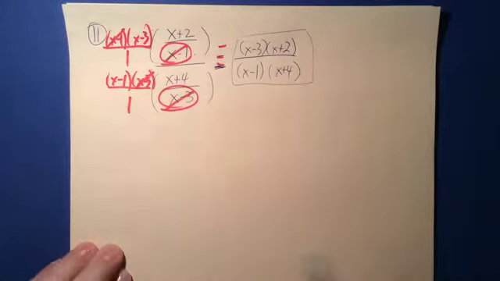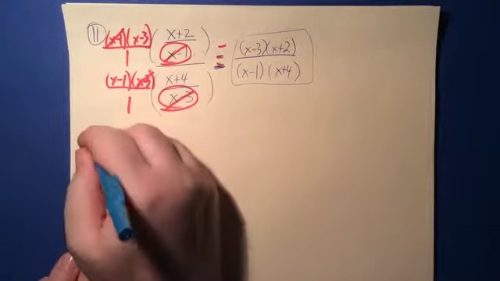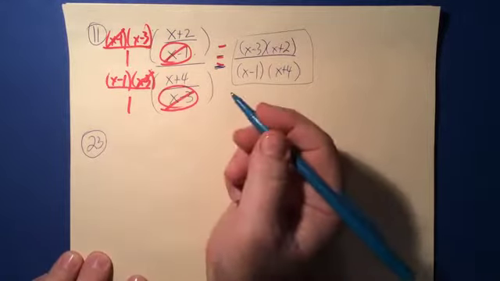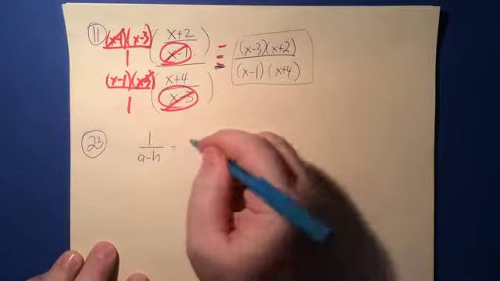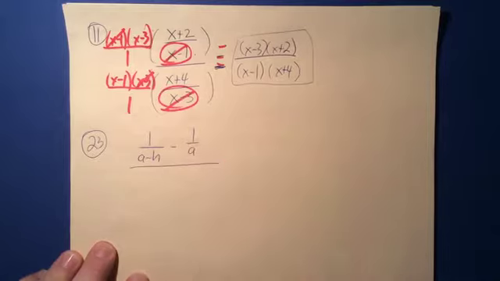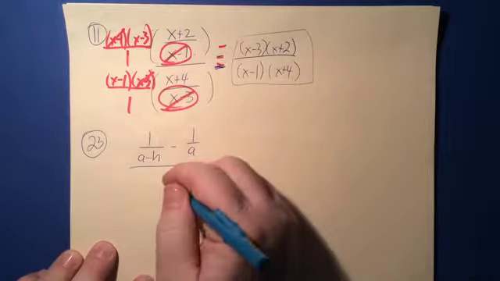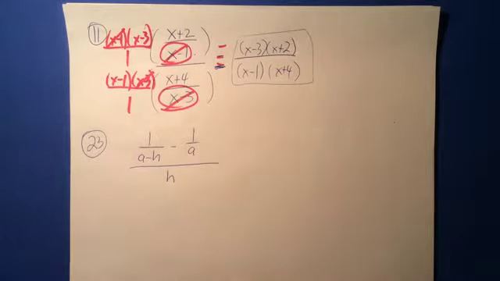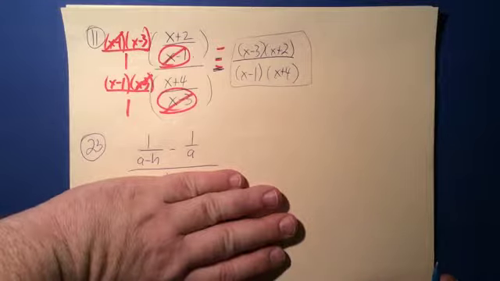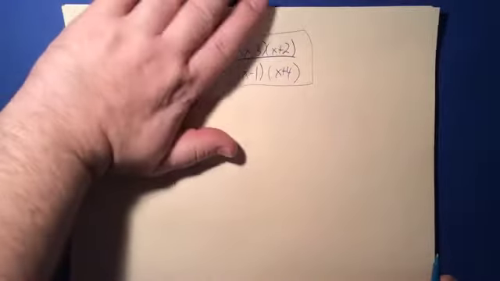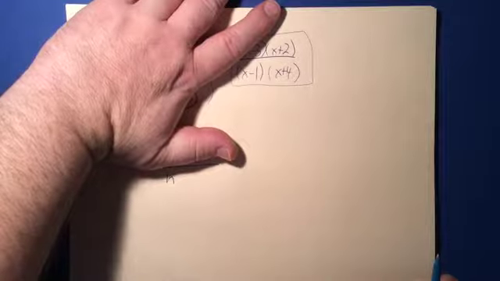Let's take a look at another problem. We're taking a look now at question number 23. So we have 1 over a minus h minus 1 over a divided by the quantity of h. So in this question here, if we're looking at this, only the numerator of the complex fraction contains fractions. The denominator of the complex fraction does not contain a fraction.